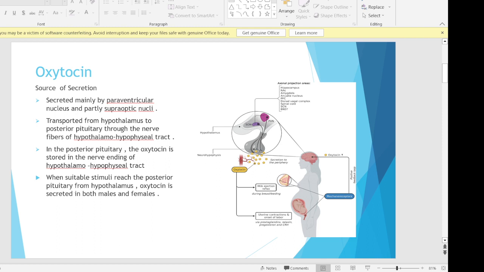So oxytocin is an endocrine hormone. It is secreted mainly by the paraventricular nucleus and partially by the supraoptic nucleus, and transported from the hypothalamus to the posterior pituitary through the nerve fibers of the hypothalamo-hypophyseal tract. In the posterior pituitary, oxytocin is stored in the nerve endings of the hypothalamo-hypophyseal tract. When suitable stimuli act, oxytocin is released from the posterior pituitary, in both males and females.